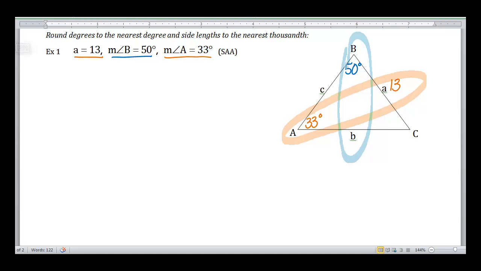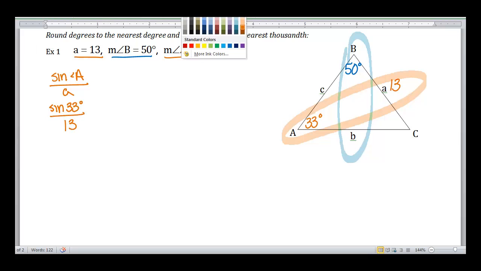That's also going to tell me maybe an angle or another side I know and what other side I need to solve for first. And so right now we've circled what our two ratios are going to be, and that's going to be enough for us to get our proportion to solve first for side B. So let's start by writing the proportion out. Again, I know angle A, so I want to do the sine of angle A and divide it by side A. So that's the sine of 33 degrees divided by 13.